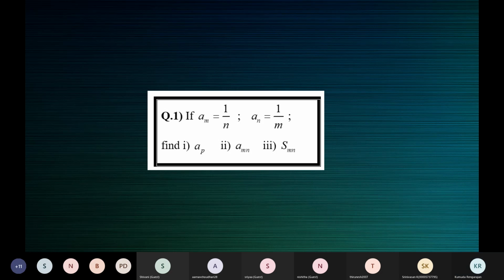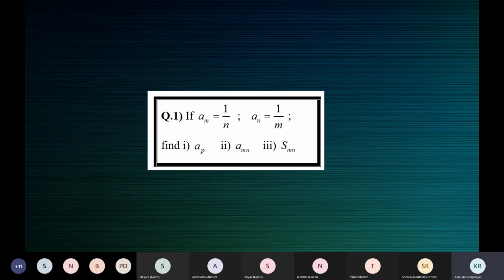So the questions which we are going to work from now will actually be given in words. I have presented the question using symbols. This question will be like, if the mth term of an AP is 1 by n and the nth term is 1 by m, then find the pth term of the AP, the mnth term of the AP, and the sum to the first mn terms of the AP.